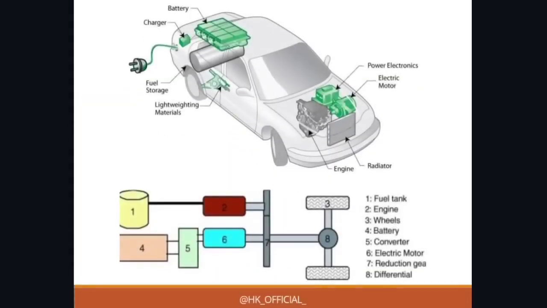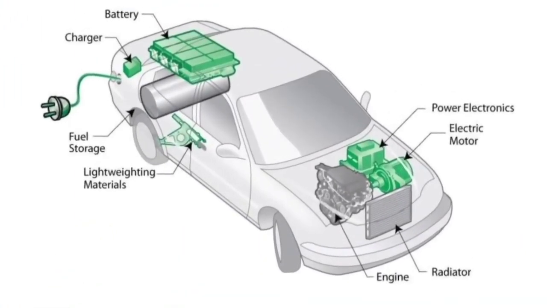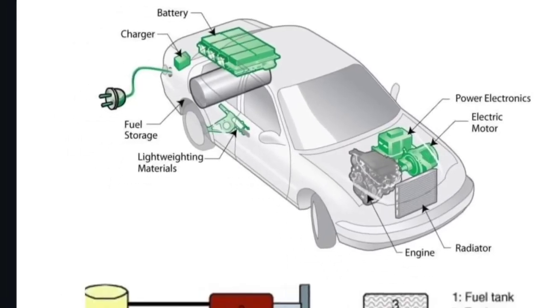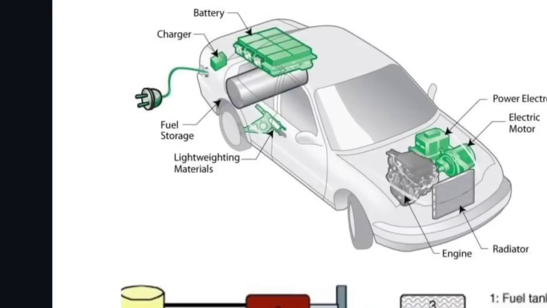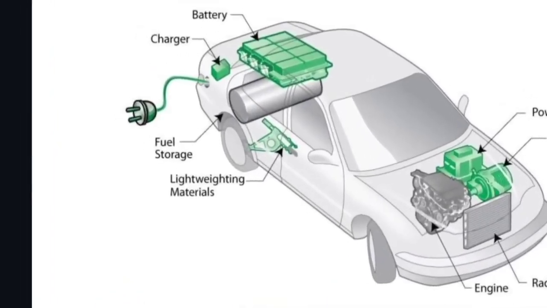Then this is the layout. This is the complete layout of HEVs, where you can see the engine, radiator, power electronics and electric motor. These all things are present in front of the drive control. Then behind, you can see lightweight materials are used, and a cylinder type fuel storage is used. Then the battery is present behind the drive control, and again a charger is present.